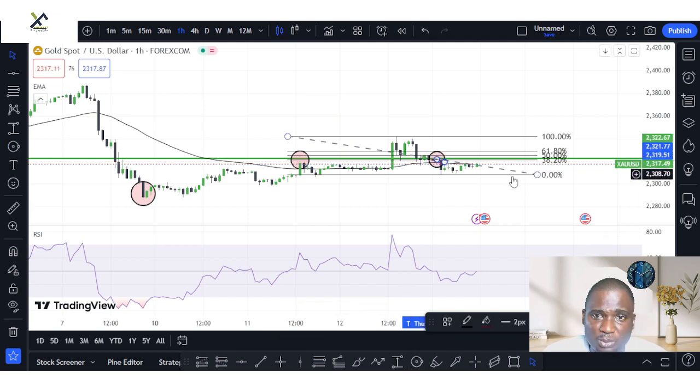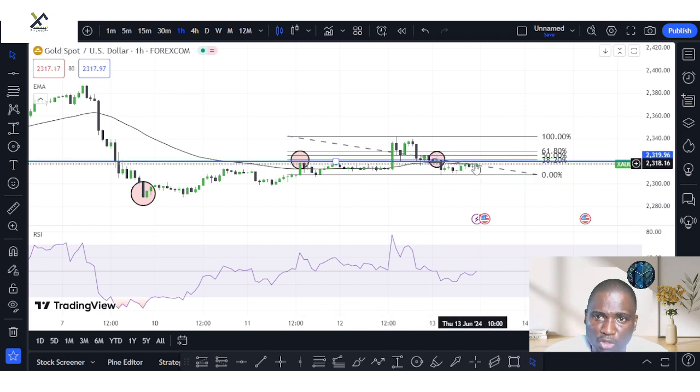It got to the 38.20% level of the Fibonacci. A retracement occurred. So we're expecting that once it gets to 38.20 of the Fibonacci level, the market will retrace back. So we place our entry just below 38.20. Now that we have gotten our entry using the Fibonacci retracement, it is time to use the Fibonacci extension to calculate our take profit.